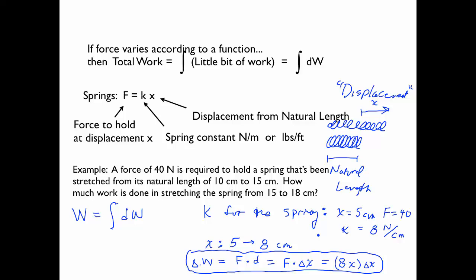And then how are we going to get the total work? We're going to sum up all the little bits of work. And the little bits of work are 8x with a really small change in distance. Infinitesimally small, right? And then x goes from what to what? We said starting at a displacement of 5, ending at a displacement of 8.